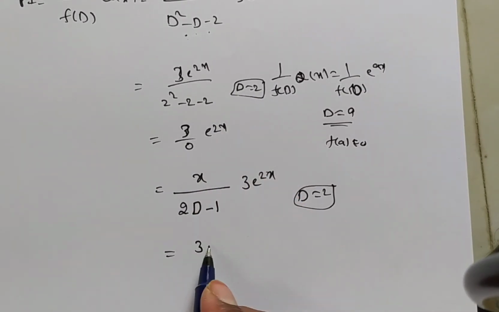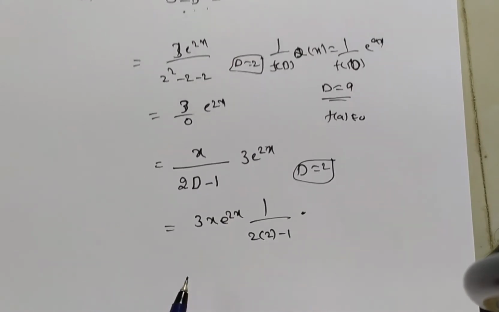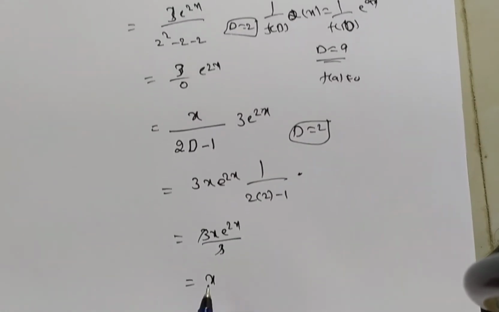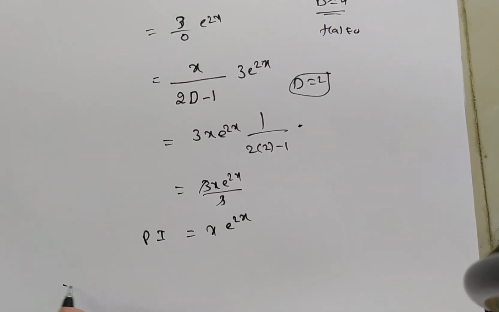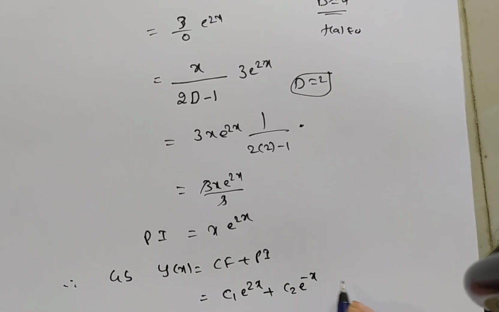Now 3 is a constant, x is there, and e to the power of 2x we write on the left side, then 1 by 2 into 2, 4, minus 1. Now you are getting 4 minus 1, which means 3. So 3x e to the power of 2x by 3. The 3 gets cancelled. Then the particular integral is x into e to the power of 2x. This is the particular integral. Then the general solution is y of x equal to complementary function plus particular integral. So y of x is c1 e to the power of 2x plus c2 e to the power of minus x, and the particular integral is x into e to the power of 2x.